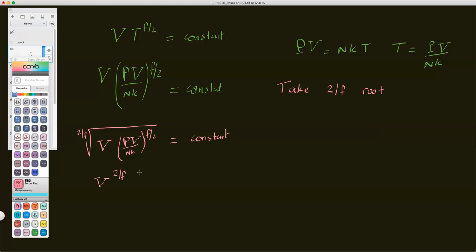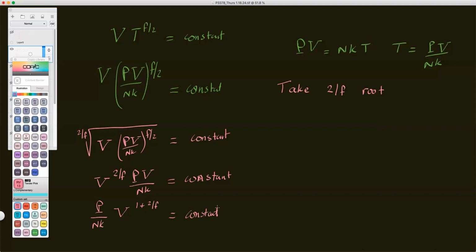Yeah, that's how that works. And then PV over NK, that gets rid of the F over 2, and it's still all equal to a constant. Now, if I combine these two V's, what do I have? I have the P over NK, and then I combine the two V's, and I have V, but now it's to the 1 plus 2 over F. And all that's equal to a constant.